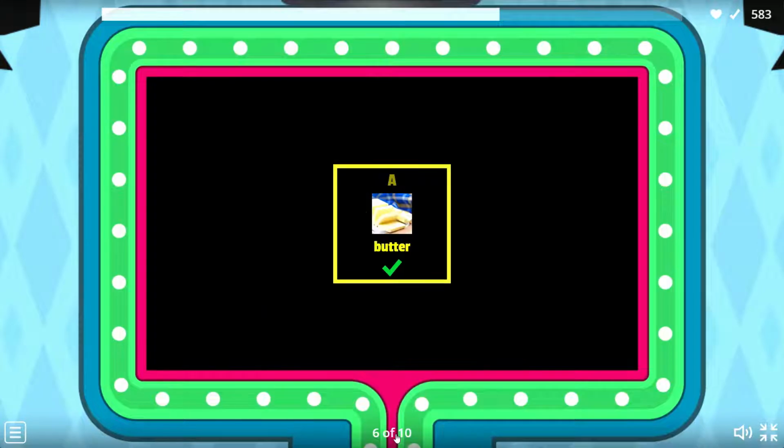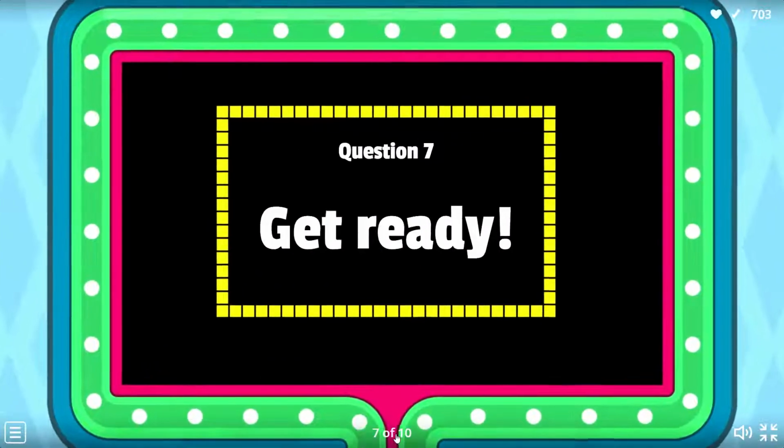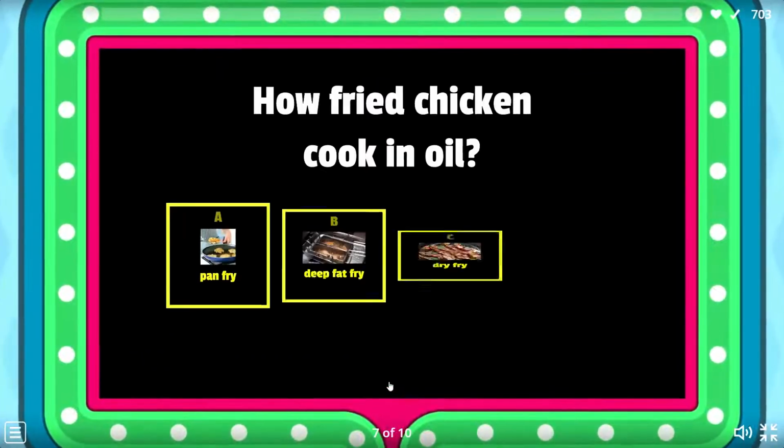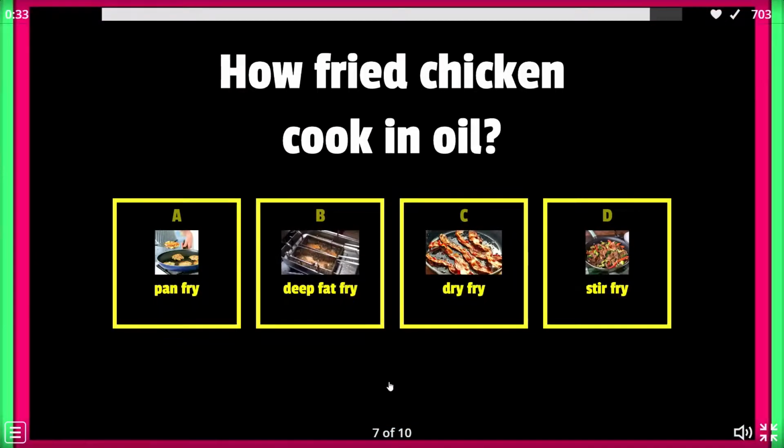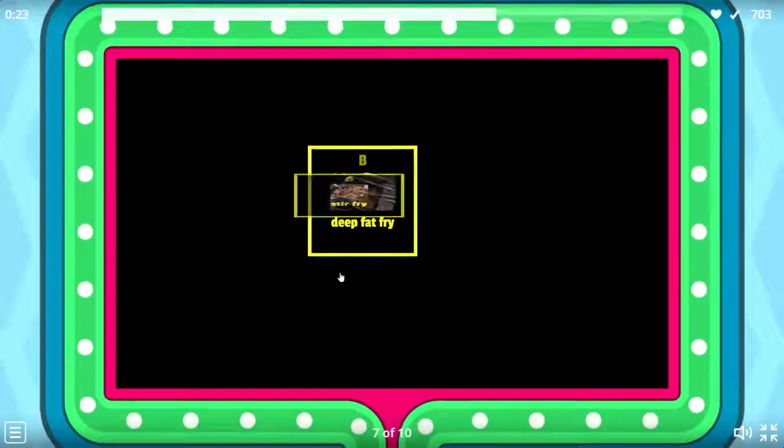Next. How is fried chicken cooked in oil? Is it through pan fry, deep fat frying, dry fry, or stir fry? And the answer is deep fat fry.